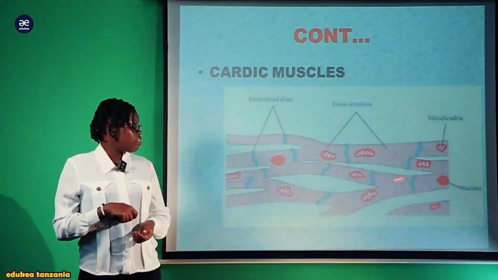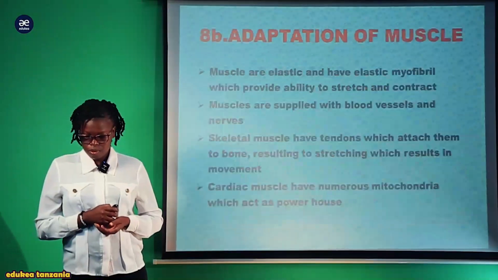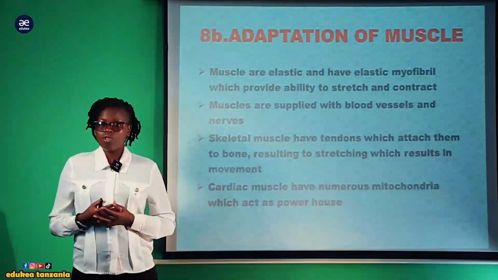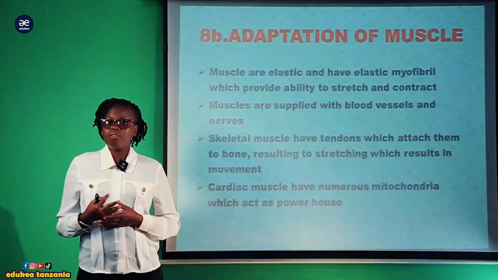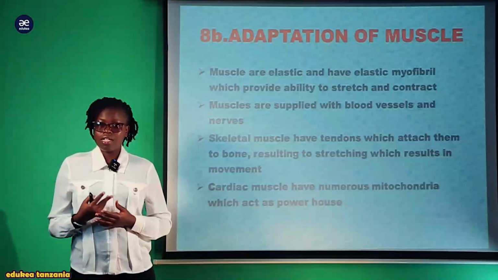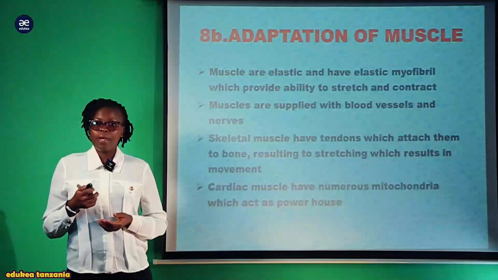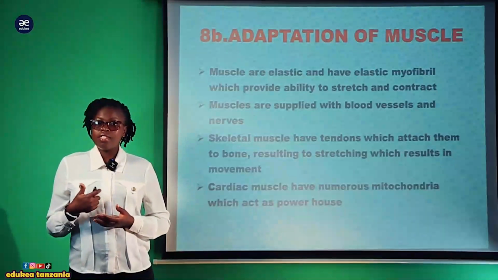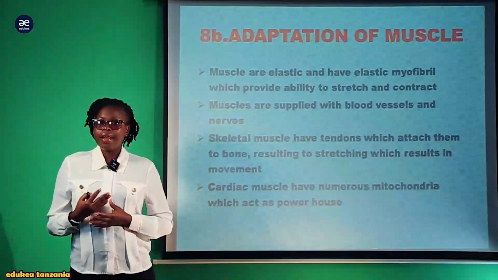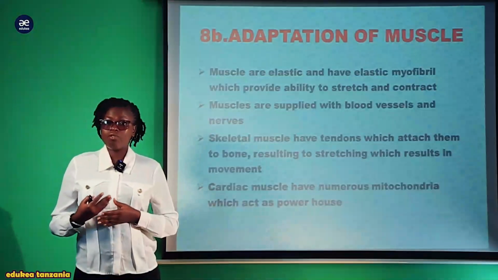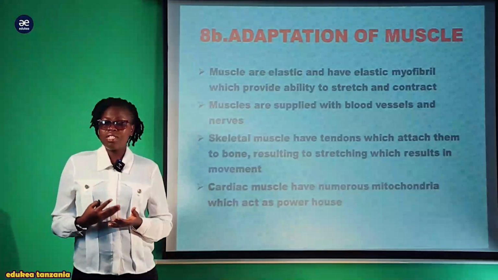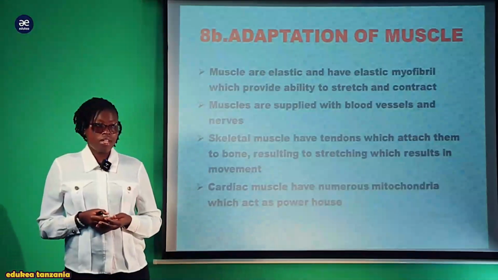This is the structure of the smooth muscles. Question number 8b ilituambia au iliuliza tuweze kuelezea how muscles are adapted to their function. Tumejua kwamba tayari tuna 3 main types of muscles katika number 8a, Roman A, ambayo tunahitaji kuweza kuelezea types of muscles. So katika Roman B tuitaka tuweza kuandika adaptation of muscle. How muscles are adapted to their function. These 3 muscles, how are they adapted to bring about the movement and locomotion into the body of an organism?